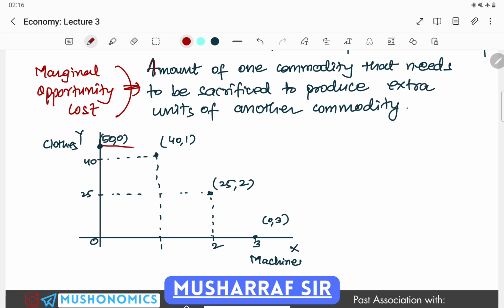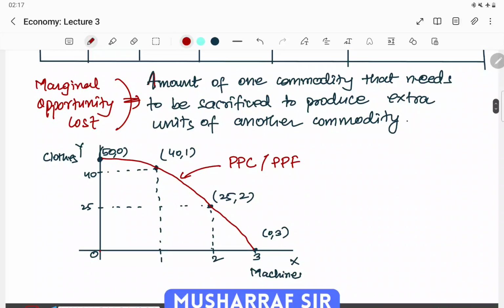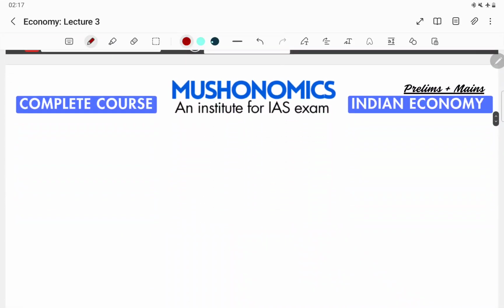You see, this diagram, this curve is known as what? This curve is known as PPC, production possibility curve, or production possibility frontier. Now we will discuss more about it. Now there are a lot of things that we can discuss about this production possibility curve, but only a few things are required as far as our exam is concerned. Only the knowledge about this concept is needed, otherwise there is much detail to it.